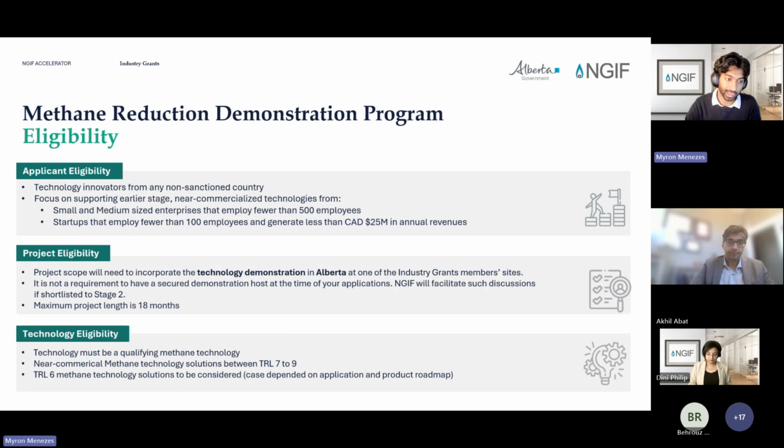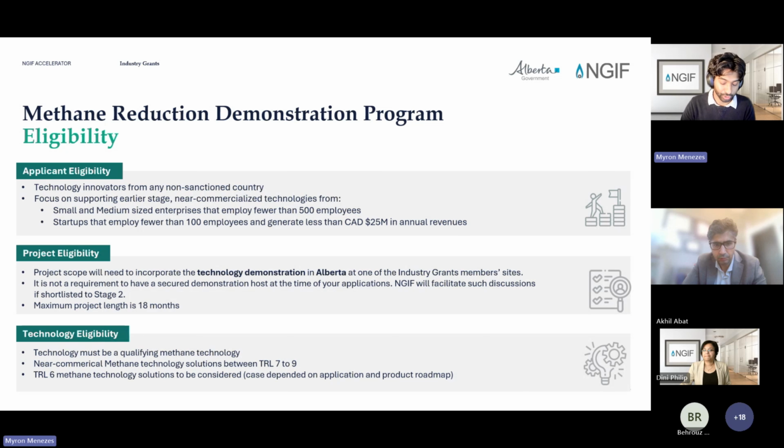In terms of eligibility, I like categorizing them in 3 buckets. So the first is the applicant. Proponents can be based anywhere in the world as long as you belong to a non-sanctioned UN country. We're also going to be inviting only small and medium-sized enterprises or startups. Our definition of both is as follows. A small or medium enterprise is an organization that employs fewer than 500 employees, and a startup is an organization that employs less than 100 employees and generates lower than 25 million Canadian dollars in annual revenue.